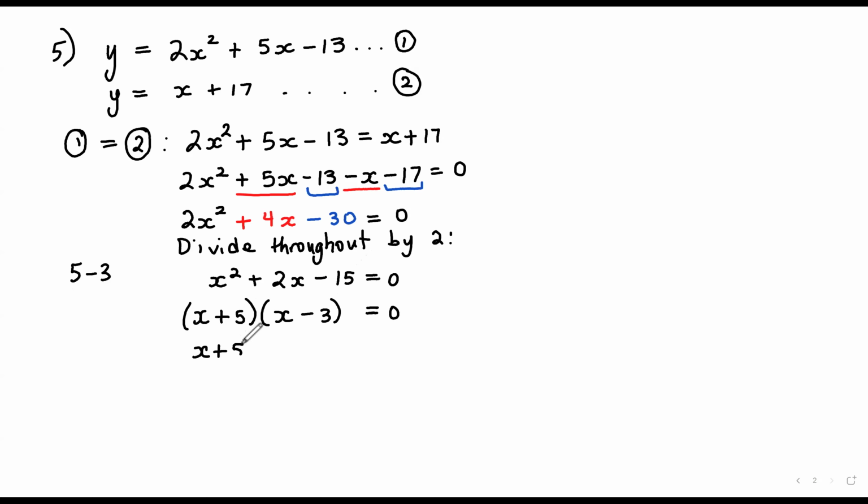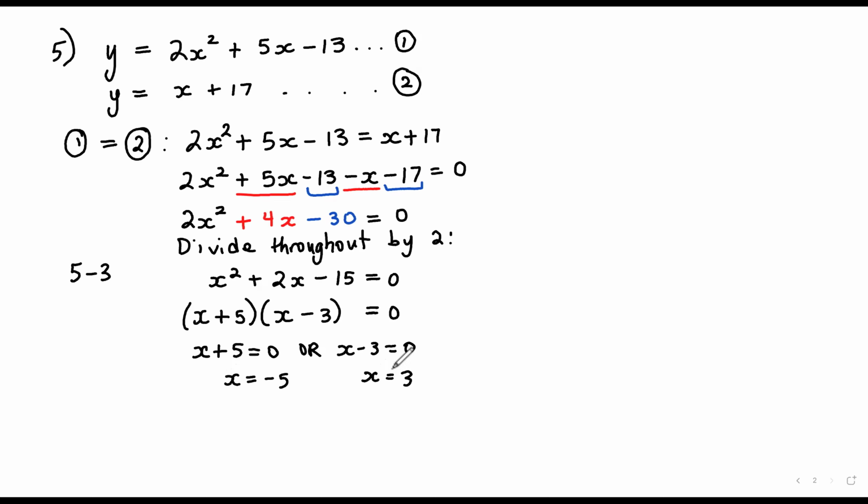Let's just write that. X plus 5 is equal to 0, or x minus 3 is equal to 0. So that would mean that x is equal to negative 5, or x is equal to positive 3. Right? 0 plus 3, which is 3, and 0 minus 5, which is negative 5.